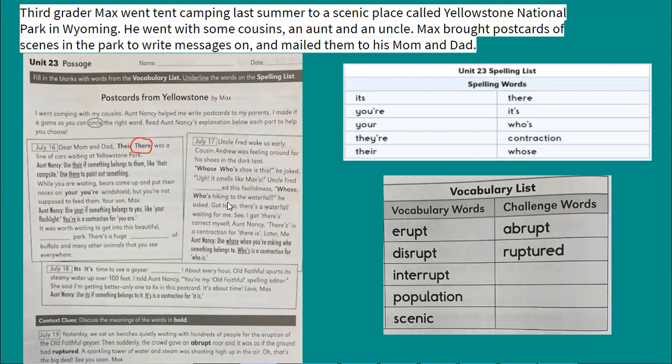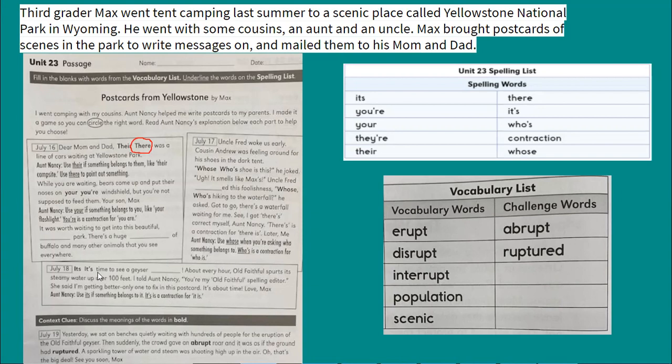Whose hiking to the waterfall? He asked. Got to go. There's a waterfall waiting for me. See, I got there's correct myself, Aunt Nancy. There's is a contraction for there is. Later, Max. Aunt Nancy: use whose when you're asking who something belongs to. Who's is a contraction for who is.